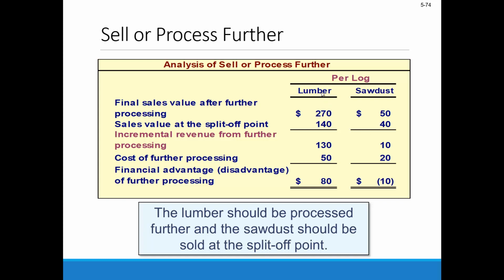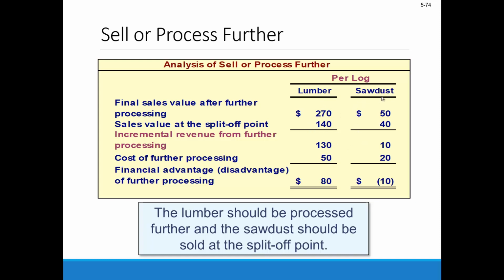So let's start with the lumber. The sales value after that further processing, so turning the unfinished lumber into finished lumber, is $270. The sales value of the unfinished lumber at split-off was $140. So the incremental revenue from that processing is $130. The cost of doing that finishing, though, or that additional processing, was only $50. So our potential financial advantage of doing the processing is $80. Okay? Assuming demand for all this stuff, we would, all things equal, like to be doing the further processing and selling finished lumber rather than selling unfinished lumber at the split-off.